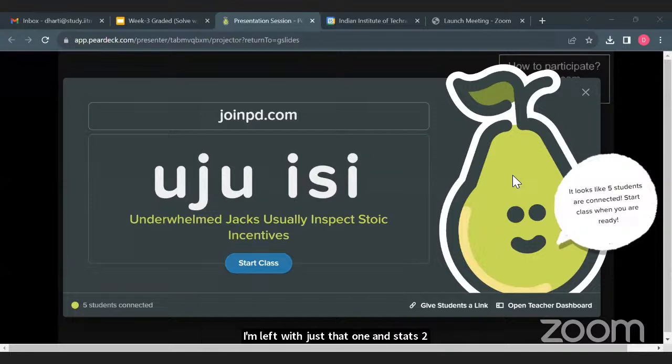For that, I will request Nikita ma'am to answer the question. If you have not done Stats 1, please do Stats 1 first, because it is required for you to finish Stats 1 before you proceed with Stats 2. Please stick to the questions. If you have any operational doubts, please put them in the chat. We'll take it there.